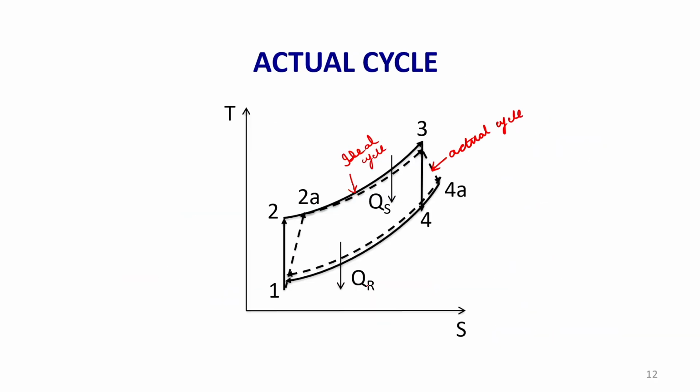There is a term called back work ratio. It is the ratio of power required to drive the compressor, that is the work of compression, divided by the power produced by the turbine. This value will increase if the isentropic efficiencies of the compressor and the turbine are less.